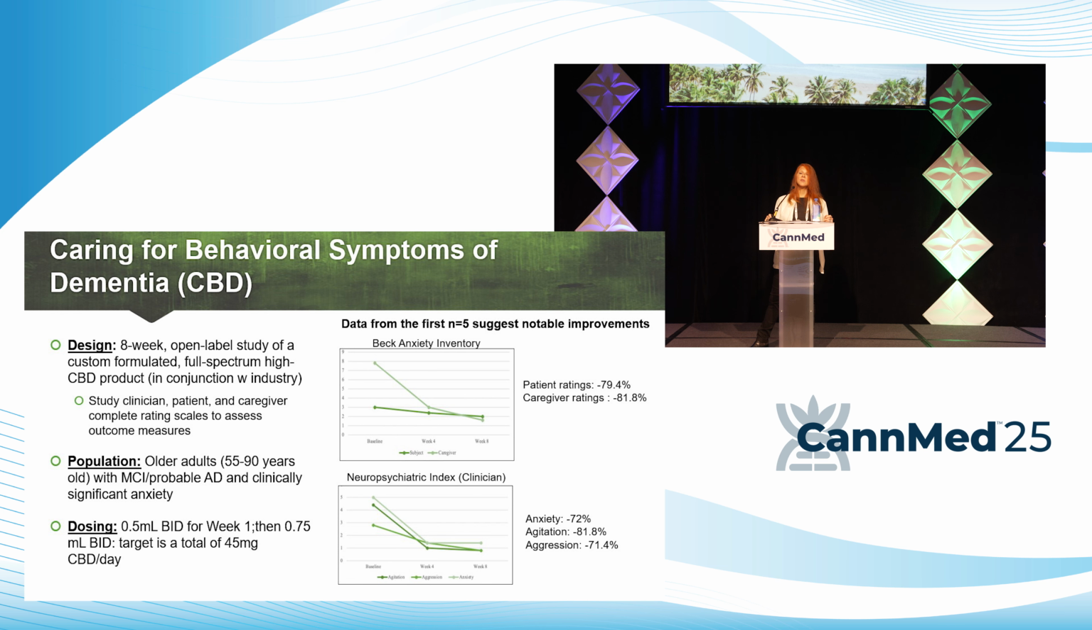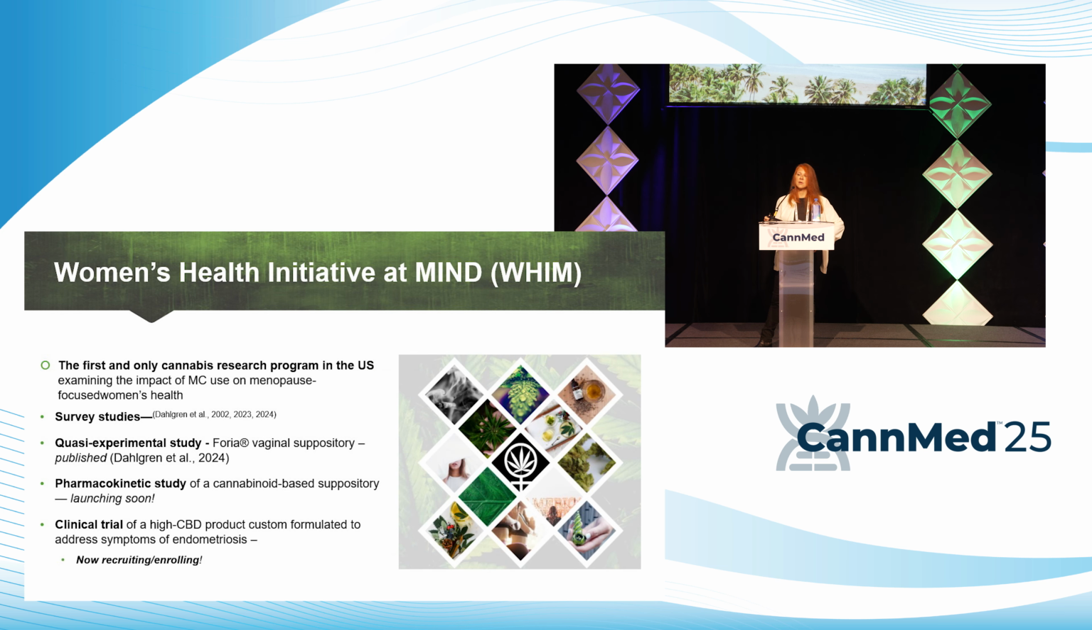This is data from the first 5 completers. Again, the Beck Anxiety Inventory. It's important to keep these metrics the same so you can compare things over studies, right? Patient ratings, almost an 80% reduction between baseline and 8 weeks. The caregiver ratings, over 80% reduction. And if you look at the neuropsychiatric index that's completed by the clinician, anxiety, agitation, and aggression all reduced. Pretty impressive. Again, early days, but certainly enough to be excited about.